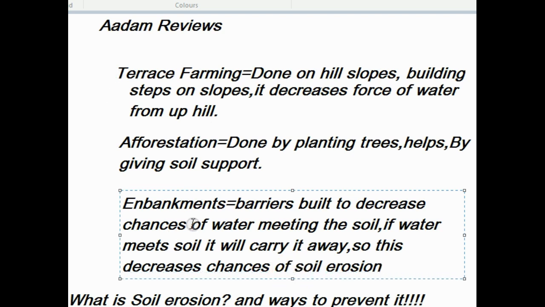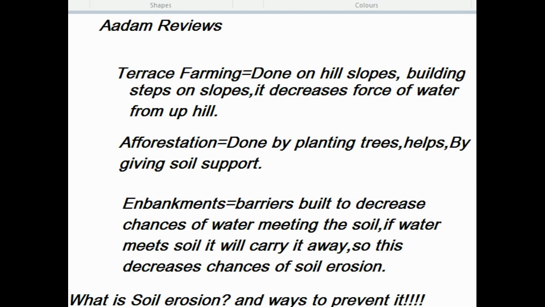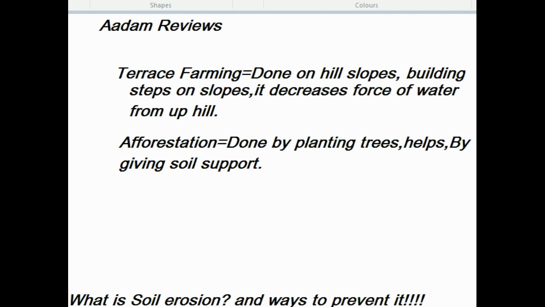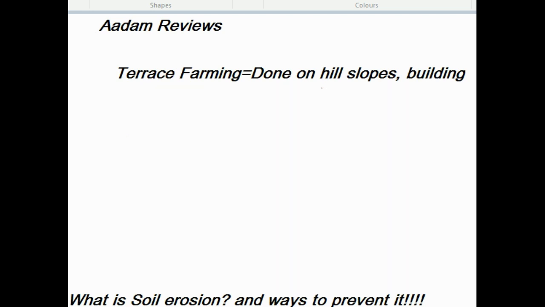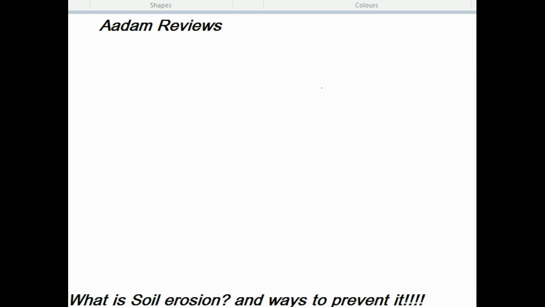That's three of the ways to prevent soil erosion. There are more, but now I'm just doing three. You can write it down by pausing the video.